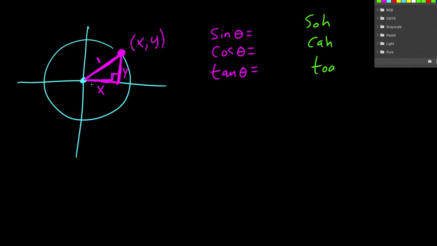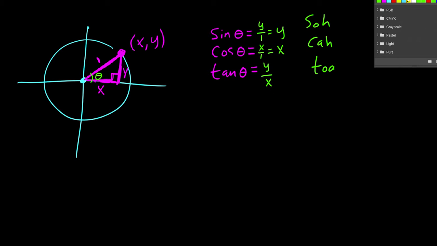Okay, now if you remember SOHCAHTOA, and we're calling this angle theta, sine is opposite over hypotenuse, so that's y over 1, which is just y. Cosine is adjacent over hypotenuse, so it's x over 1, or just x. And then tangent is opposite over adjacent, so that's y over x.